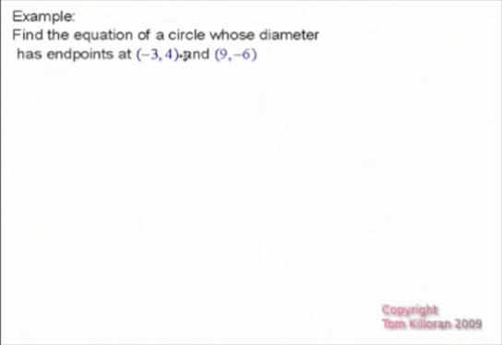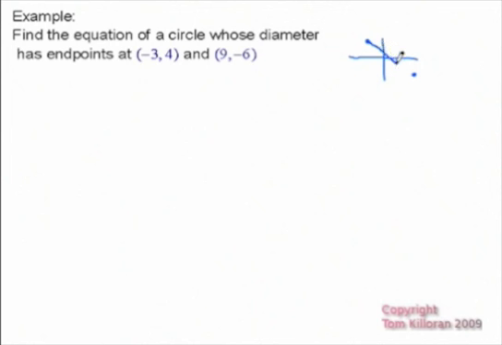Alright, so here we have two coordinates on a piece of graph paper. And usually when I'm dealing with coordinates, I just like to know their location. So (-3, 4) would be negative 3 this way and 4 up. And (9, -6) would be 9 to the right and 6 down. So we have these two endpoints.